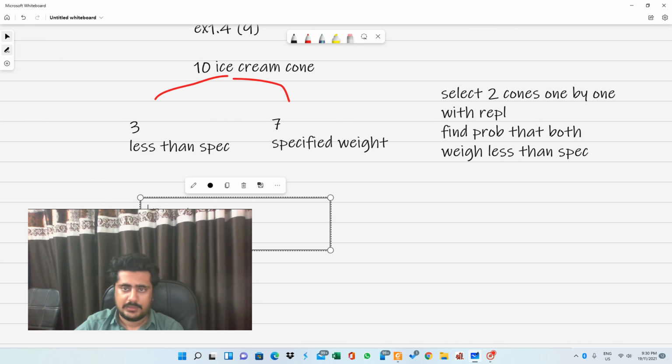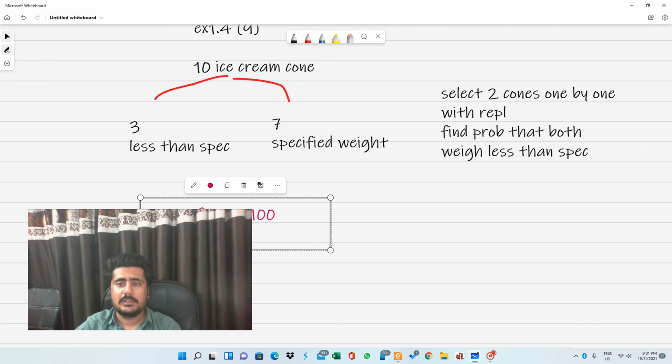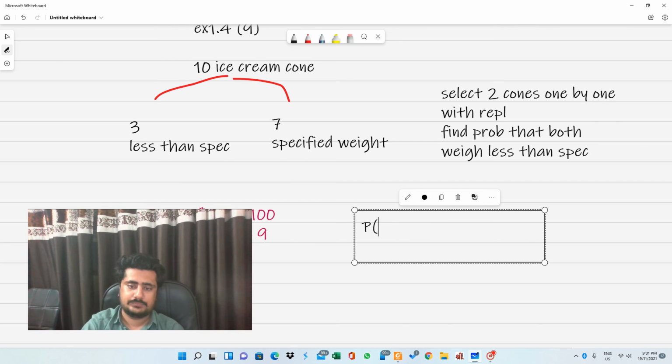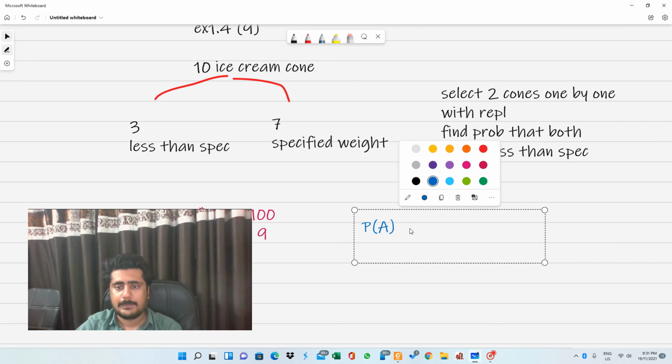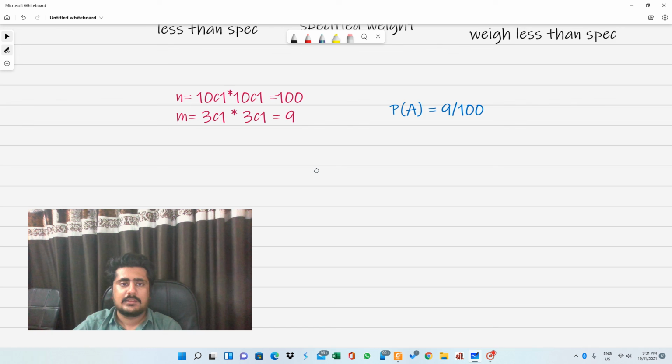See, what are my total possibilities? As I have to select one by one with replacement, it is 10C1 into, again, 10C1. So my total possibility is 100. This is obviously my N. What is my M? I have to find the probability that both weigh less than specified, so I have to select from these 3. 3C1, as it is with replacement, it's again 3C1, which is 3 threes are 9. So for my probability, P of A is 9 upon 100.